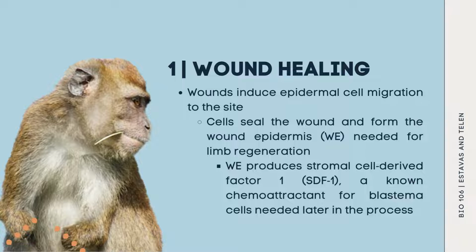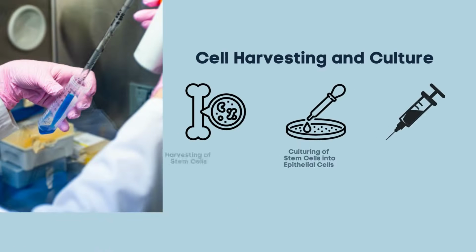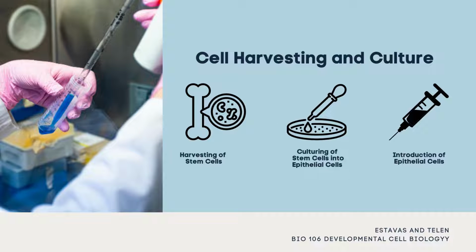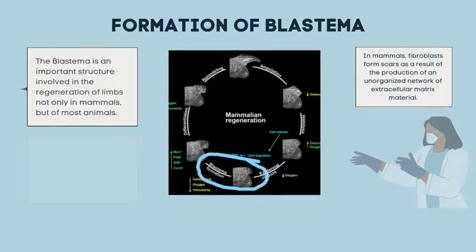However, in the case of mammals, migration of epidermal cells takes too long, thereby delaying the formation of the wound epidermis and reducing regeneration abilities. Hence, it is imperative to find a way to hasten the migration of epithelial cells. This can be done via cell harvesting and culture. Stem cells from Vivor's bone marrow can be harvested, cultured in a medium, and induced to differentiate into epithelial cells. These epithelial cells can then be introduced near the wound area to develop the wound epidermis.